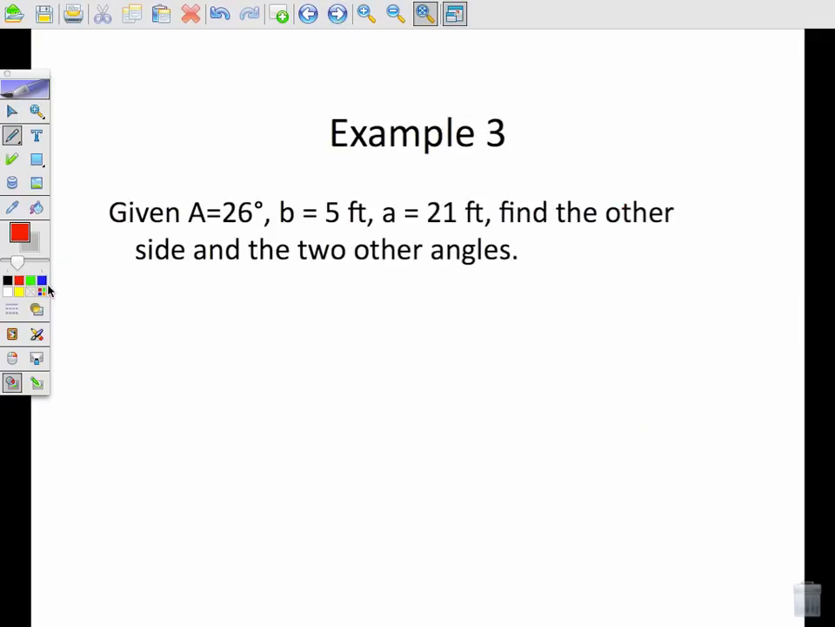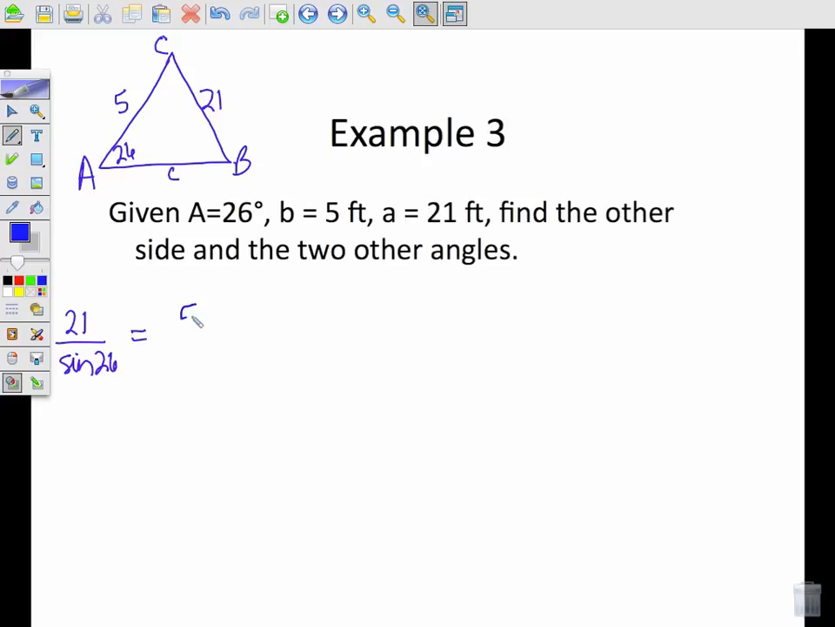All right, let's go ahead and look at some examples. I always put my angle here at the bottom whenever you're given an angle and then a side, so 5 and 21. This is angle A. This would be angle B opposite the 5, and C on top and little c on bottom. All right, so we start off by finding angle B. So angle B we would find by taking 21 over the sine of 26 equals 5 over the sine of B.